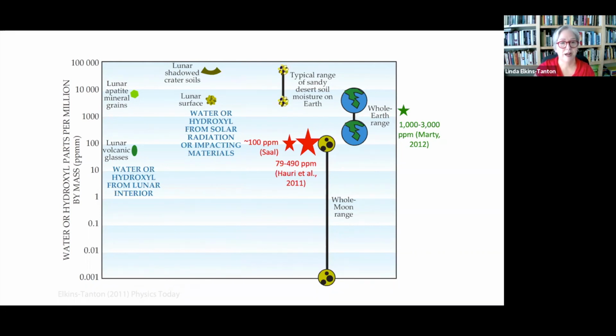Interestingly, if you look at the red stars, those are some good recent estimates of how much bulk water the moon might have. And the Earth has maybe 10 times as much, but neither the moon nor the Earth are really dry. They're both a bit wet, which is exciting and relatively new science.